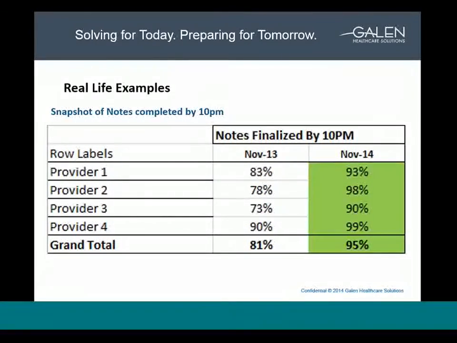When we look at the notes completed by 10 p.m., we see that the average for the office increased from 81% to 95%, with all of the providers completing at least 90% of their notes for the day.